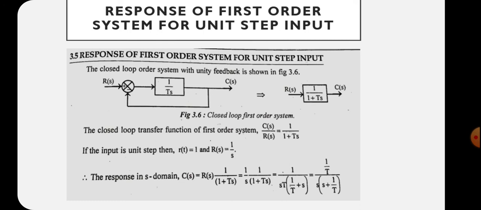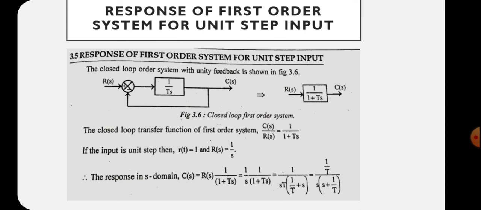So the response in S domain, C of s can be found out by multiplying R of s with 1 by 1 plus Ts. So C of s will be equal to R of s divided by 1 plus Ts. So instead of R of s, we can substitute the value 1 by s. So that will be equal to 1 by s into 1 divided by 1 plus Ts.